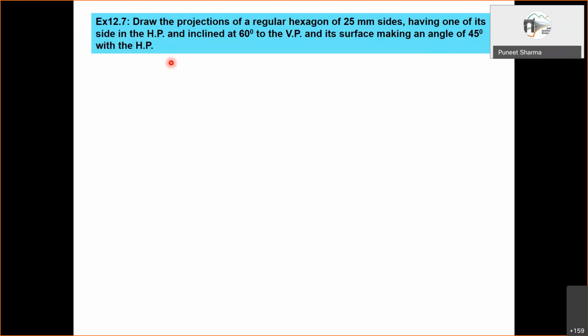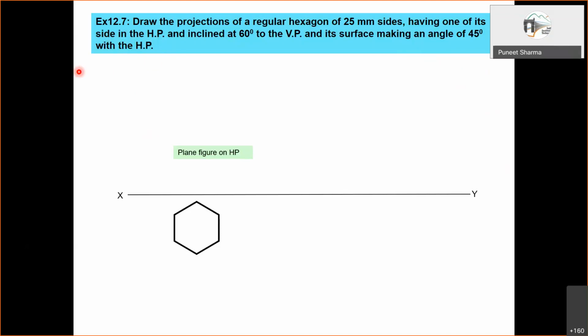And we have to keep one edge perpendicular to the XY line in the top view so that this edge, which is to finally remain in the horizontal plane, will give a point view in the front. So that will be our initial position. XY line, and you have to draw the plane figure on the horizontal plane.